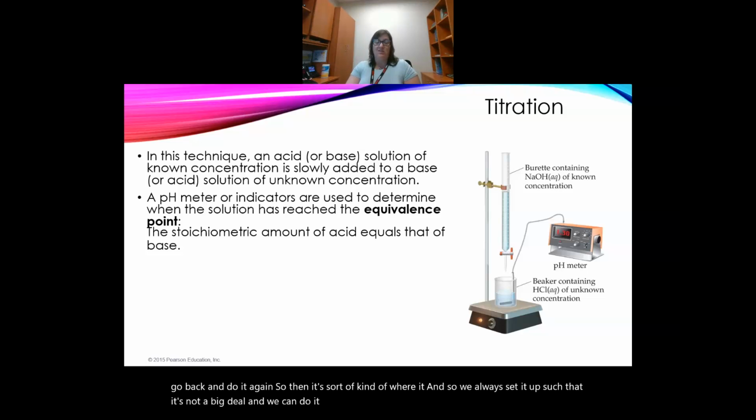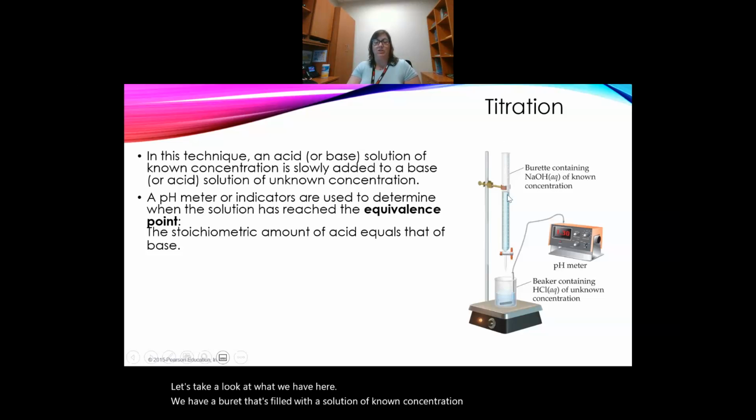We always do it at least 3 times so that we get an average of those values, because that is the best way for us to get. Now let's take a look at what we have here. We have a burette that's filled with a solution of known concentration. This is NaOH. So we have a standardized NaOH solution here. I'll talk about the standardization in a bit.